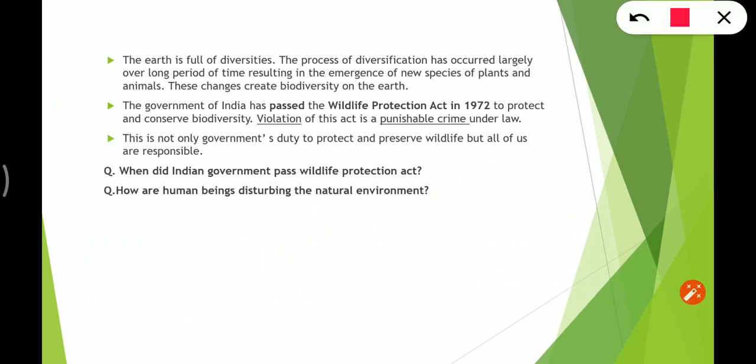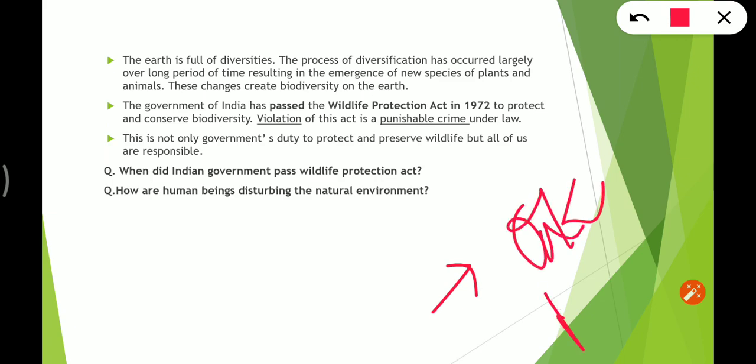Something is here. The earth is full of diversities. The process of diversification has occurred largely over a long period of time, resulting in the emergence of new species of plants and animals. These changes create biodiversity on the earth. So, diversity, what do you understand by diversity? The difference between two species. For example, we have oak tree, we have people tree. Okay, so there is a difference between these two.